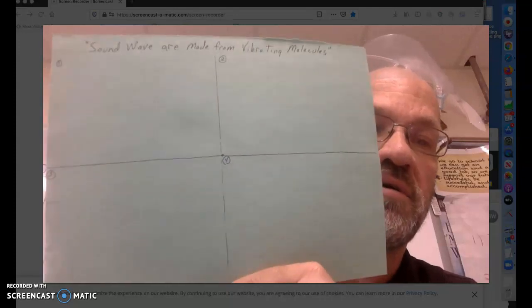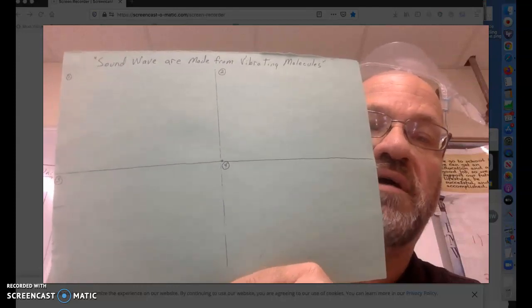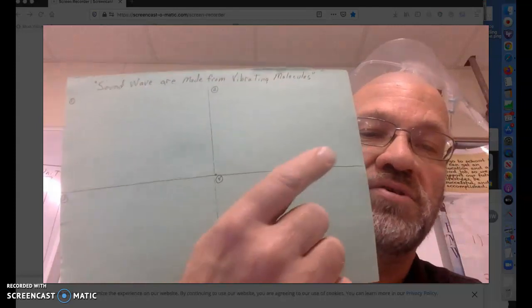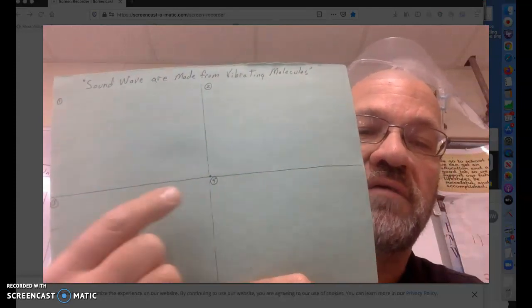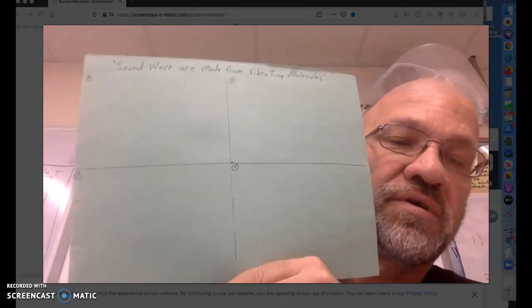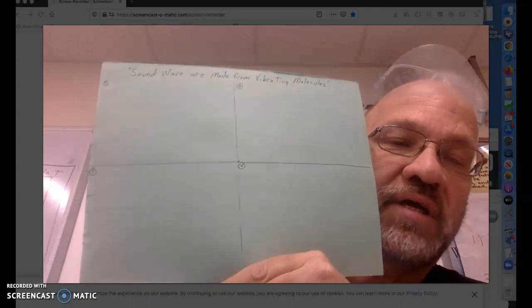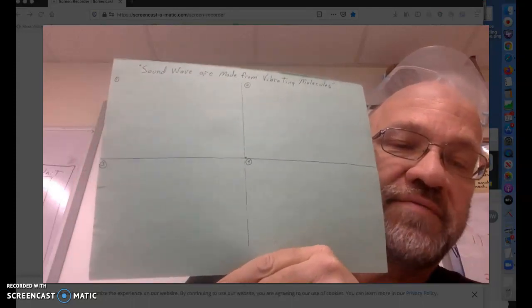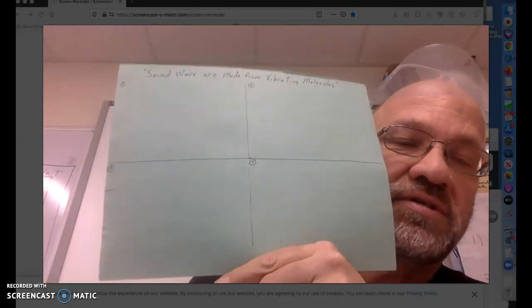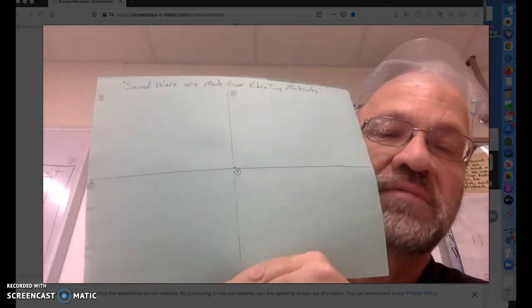and your worksheet. Sound waves are made from vibrating molecules, and you are going to put pictures on here, four different ones of an object that has sound or something that has sound, and show that it's vibrating the sound waves to you. You can have yourself in the picture as well in each of these four pictures. So there's going to be four pictures total.